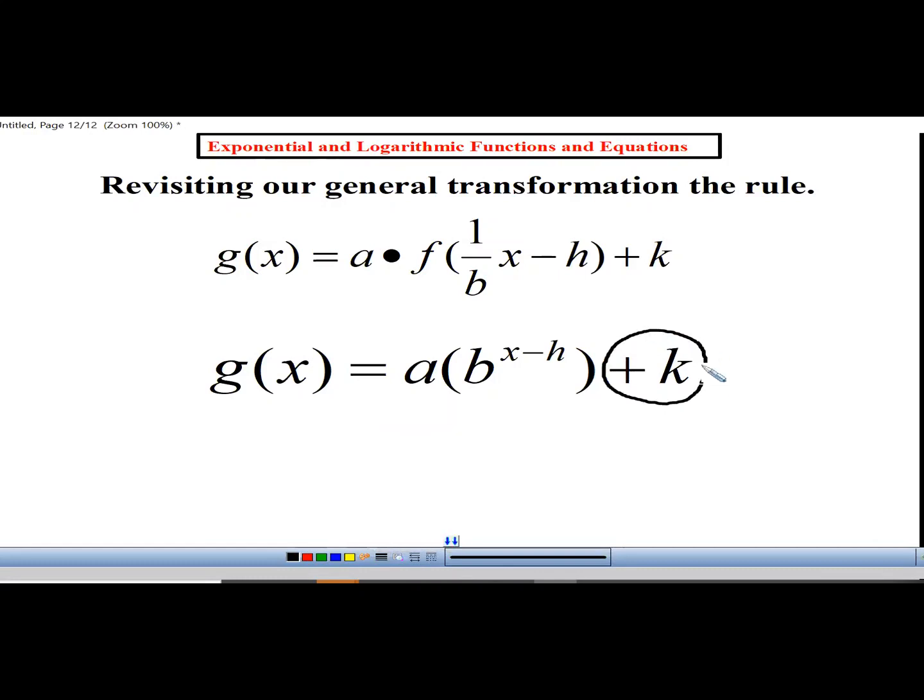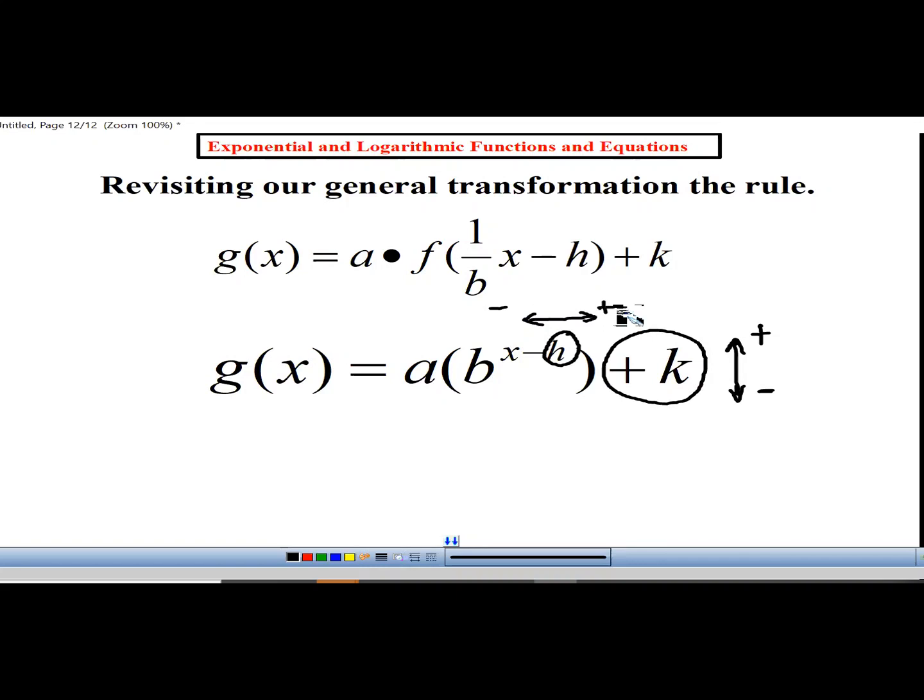So let's see. Alberto's going to get us started and say what K does. What does K do to any function? Makes it go up and down. Up and down, that is correct. So if it's a positive, it goes up. If it's a negative, it goes down. Okay, not bad. How about H right here? Even though right now it's up in the exponent area, it's still H. What does that one do, Mia? Side to side. So if it's a negative, it goes to the left. If it's a positive, it goes to the right.